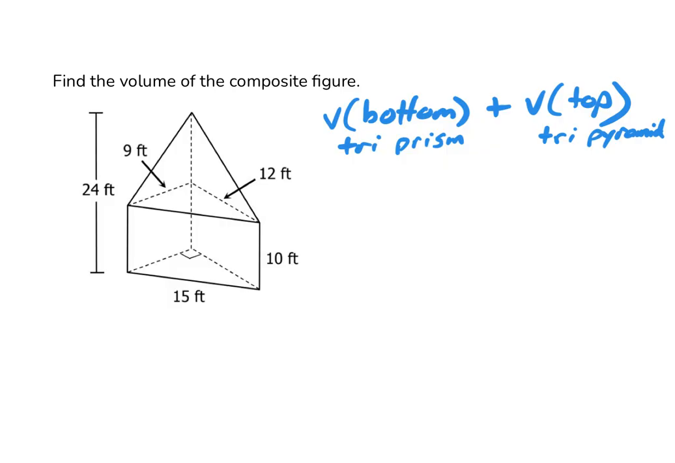I would do big B times H. Big B is a triangle. Not only is it a triangle, but it's a right triangle. So we're going to do 9 times 12 divided by 2. And then the height of the bottom would be 10.